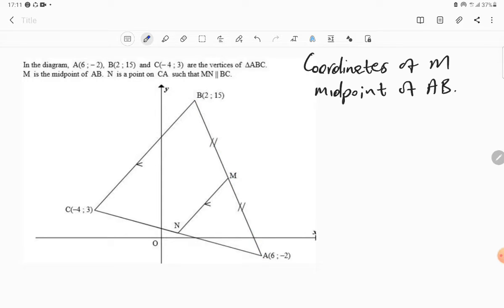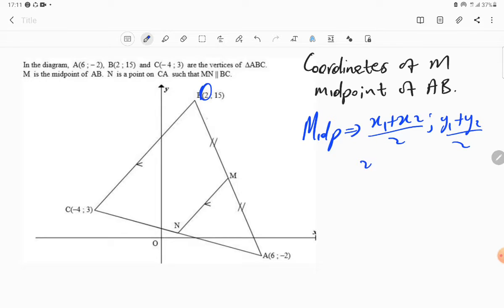So now we are to determine the coordinates of M, which is the midpoint of this line BA. So how do we do that? For the midpoint, it is given by x1 plus x2 divided by 2, then y1 plus y2 divided by 2. So we just need to figure out what these values are. So x1, let's say, is 2, and x2 is 6, then divided by 2.